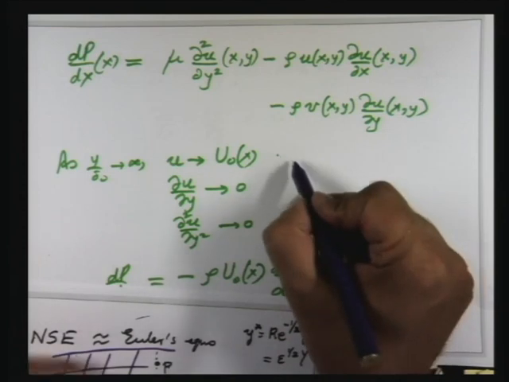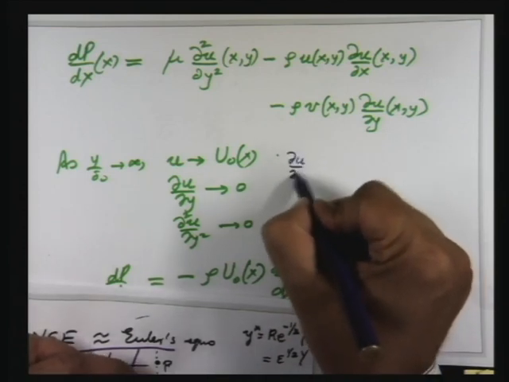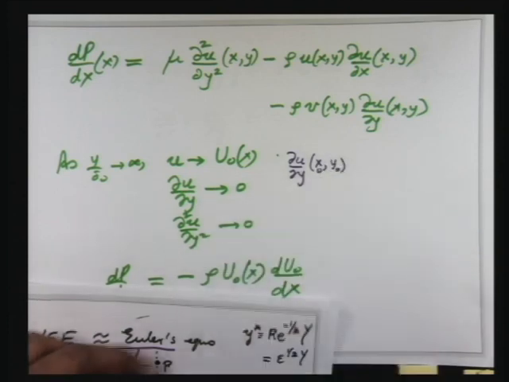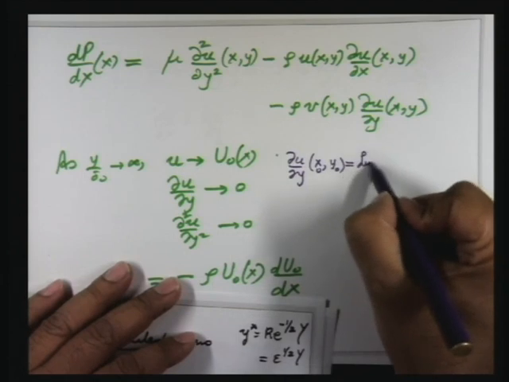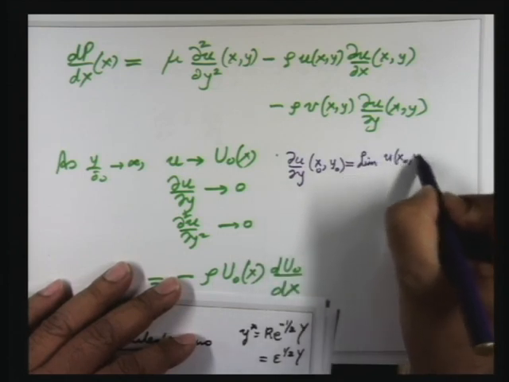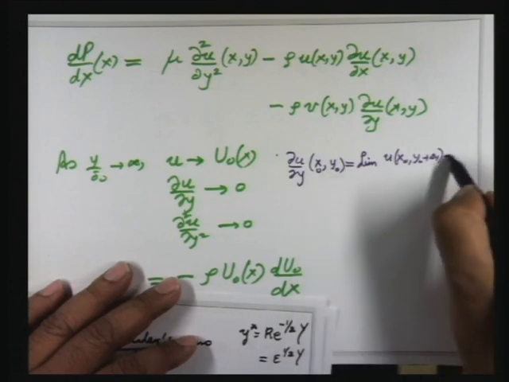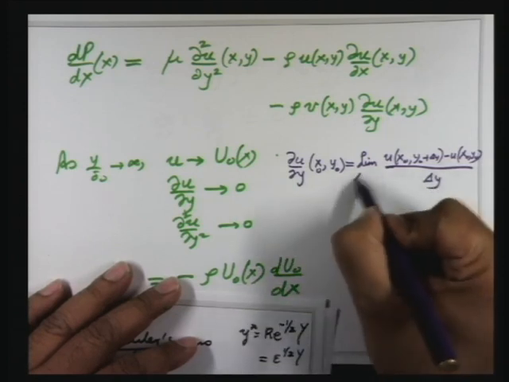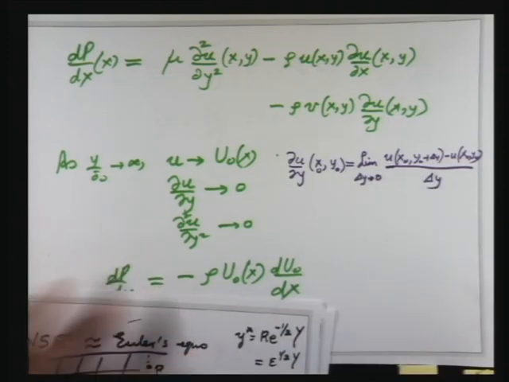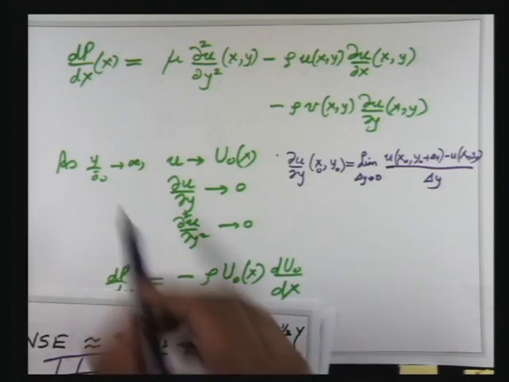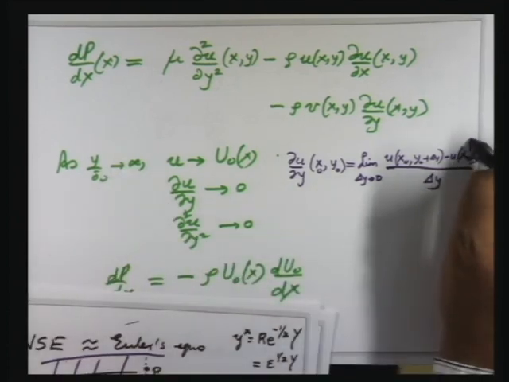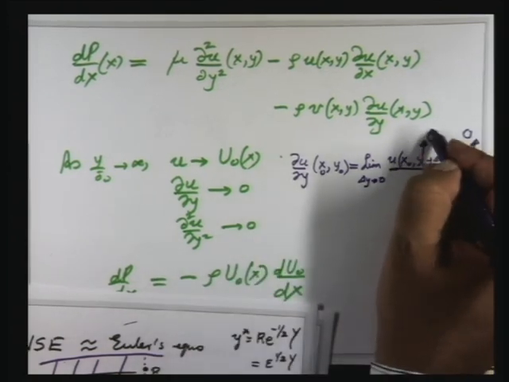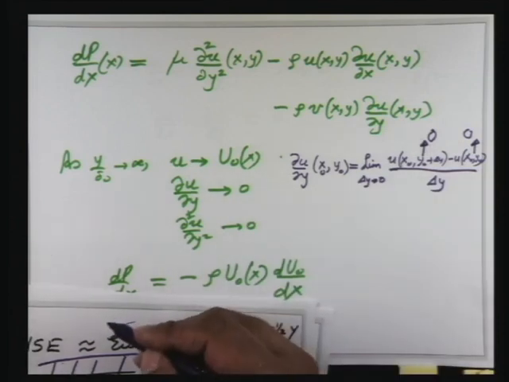Okay, this one. See, u is a function of x and y. Why is this 0? If you look at, say, del u del y at any point x naught, y naught, let us say. What is it? It is the limit of u of x naught, y naught plus delta y minus u of x naught, y naught, divided by delta y, as delta y goes to 0. That is the definition of del u del y. Now, if y is very large, then what is this value? This is 0. What is this value? This is also 0. So del u del y will be 0.